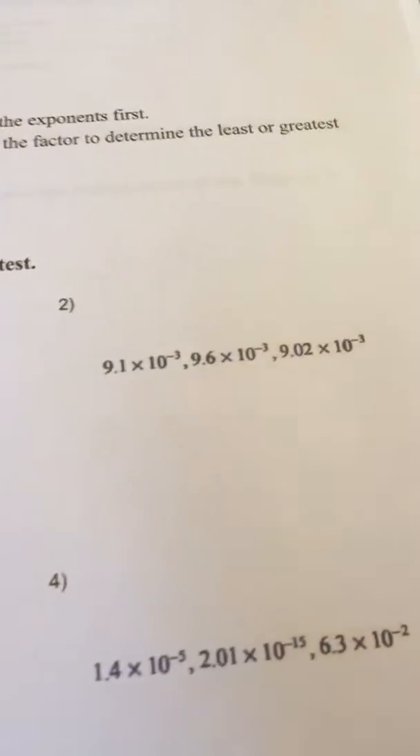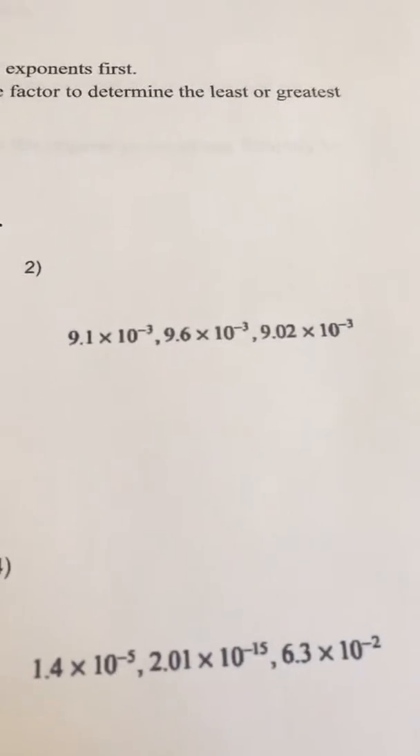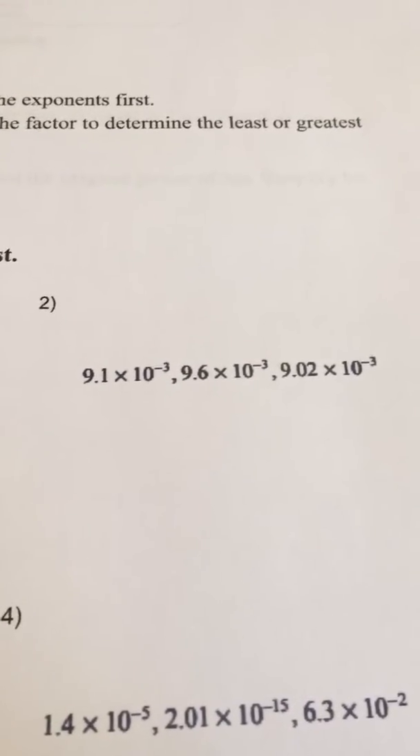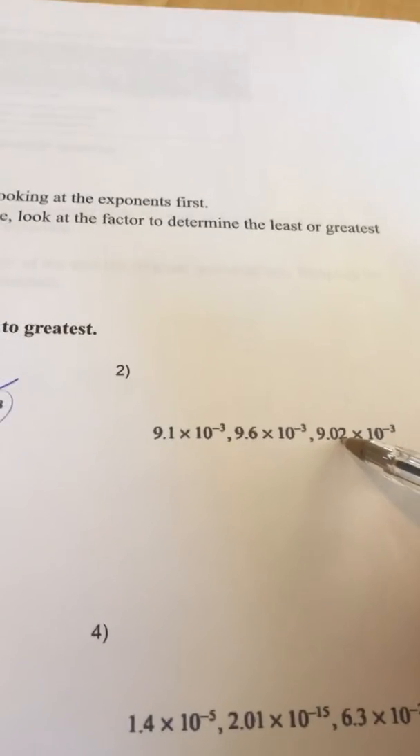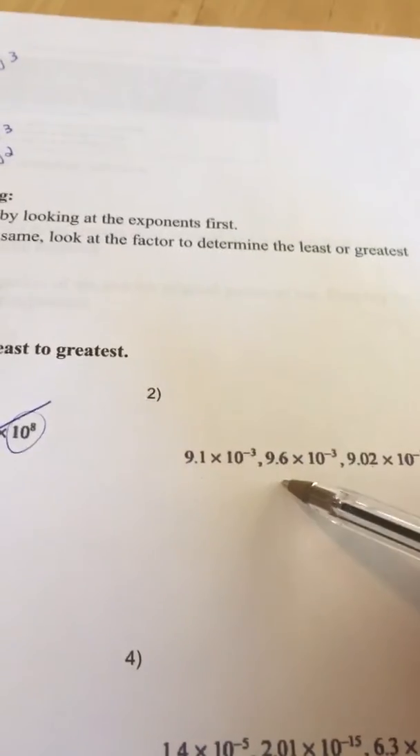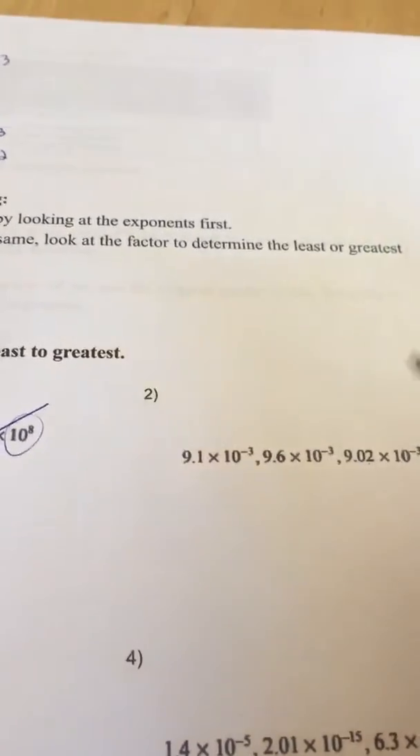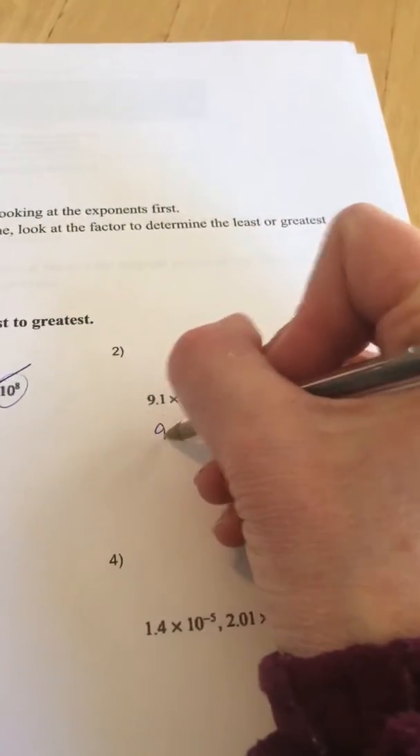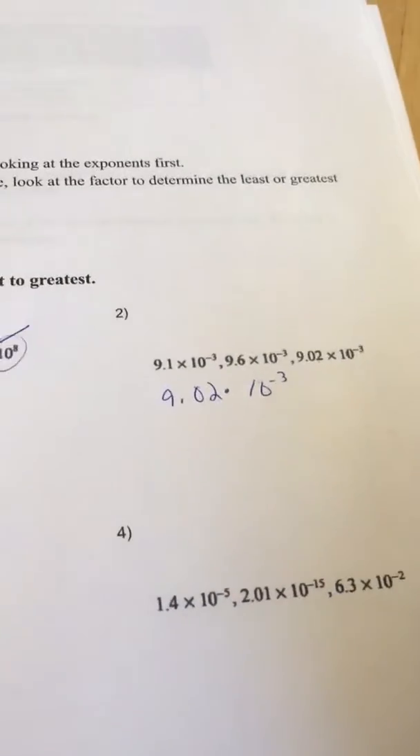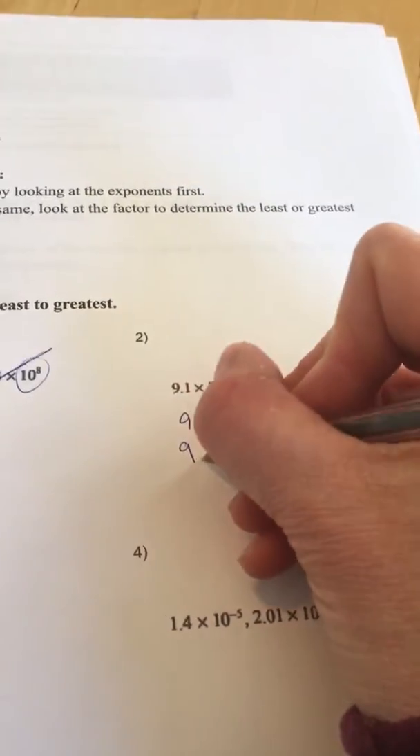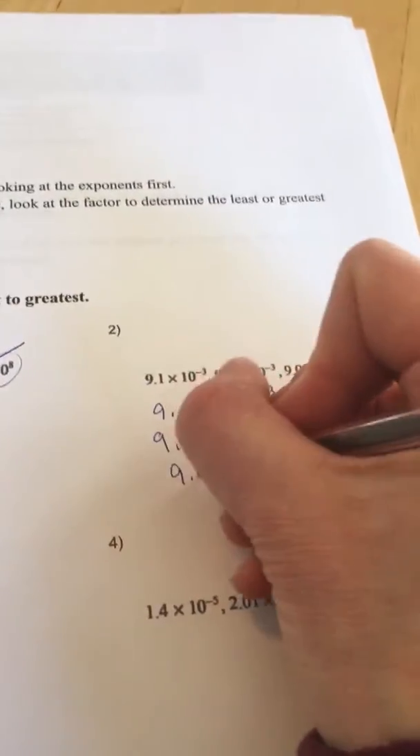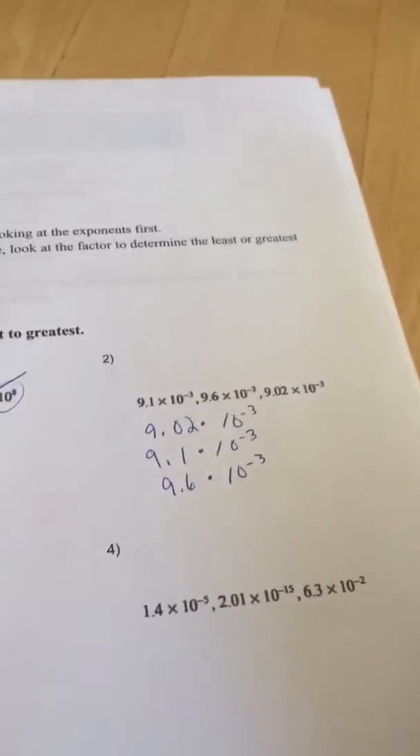Okay? Least to greatest. We look at our exponent first. They all have the same exponents, so we're looking at our factors. 9.02 is the least out of all three numbers, followed by 9.1, and lastly 9.6. So we would write that as 9.02 times 10 to the negative third power. That would be our least number. 9.1 times 10 to the negative third power, and 9.6 times 10 to the negative third power.